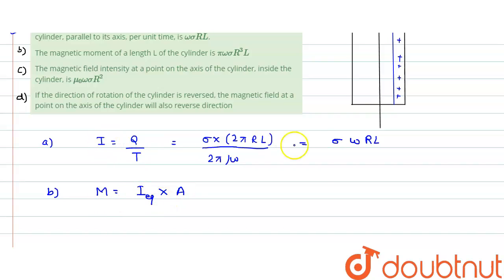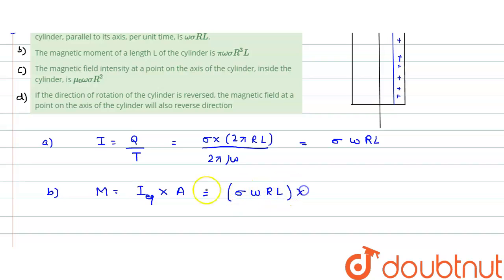Now what is the equivalent charge? We know that the charge which has been equivalent current into A. So what is the value of the equivalent current? It is the current which has been produced due to the charge flowing in this conductor. So it would be equals to sigma into omega r into L.